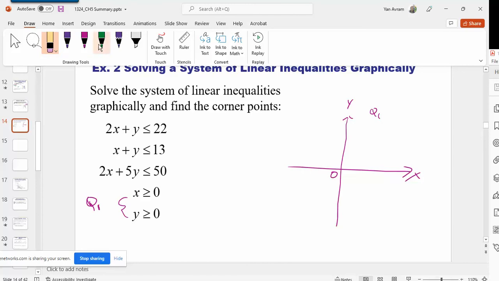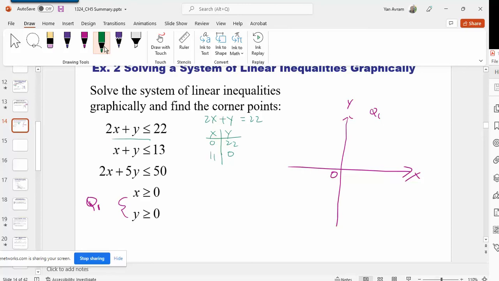All right, so we're going to graph the first one. So we have 2x plus y equal to 22, right? And very similar, we need 2 points, so we need x and y. If I have x equal to 0, my y will be 22. If I let y equal to 0, I have 2x equal to 22, so x will be 11, right?